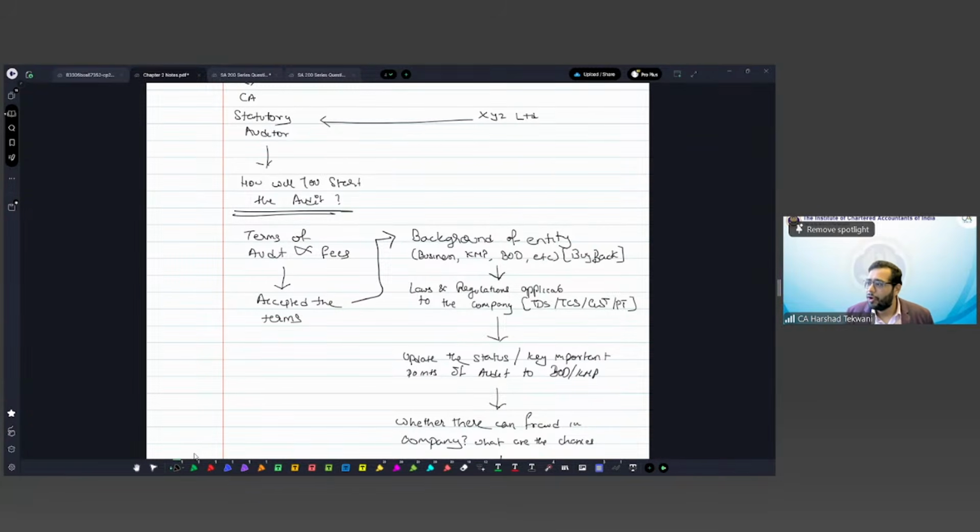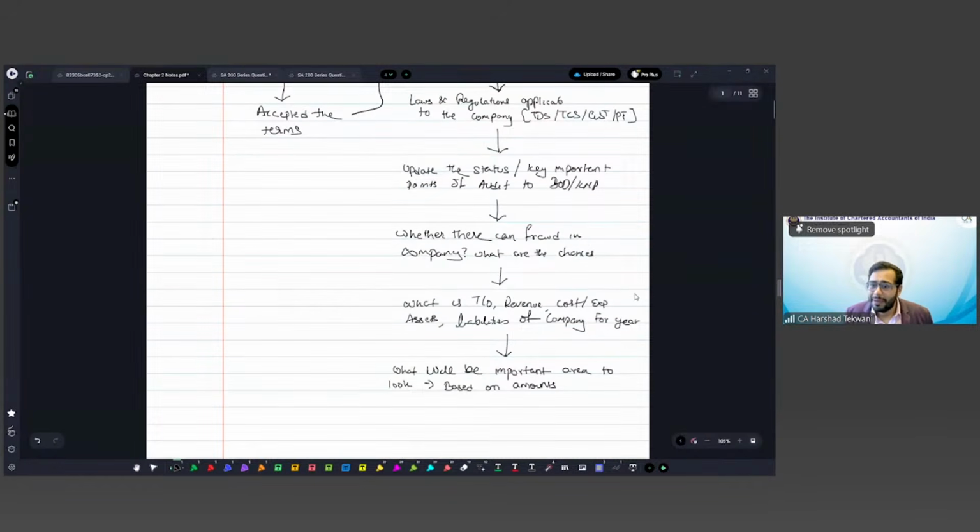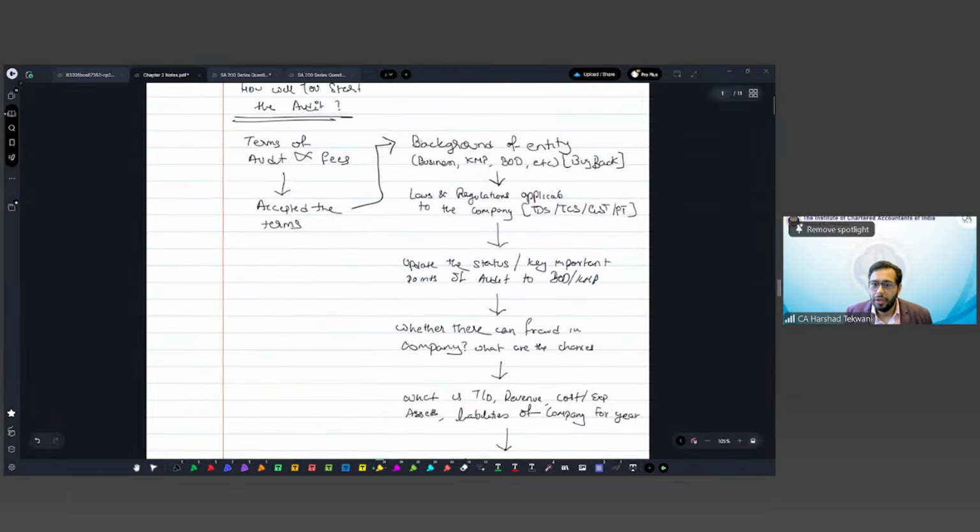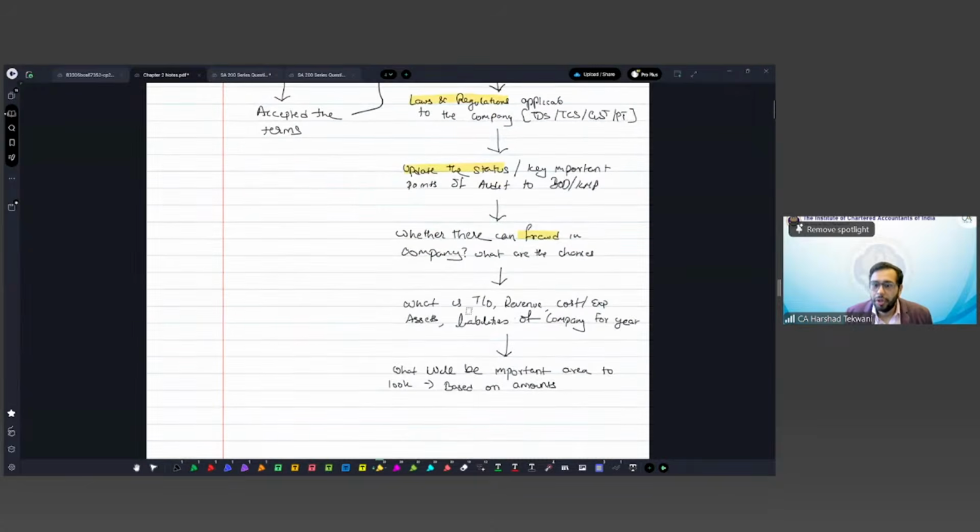You check whether there is a fraud or not. You evaluate whether there is a fraud in the company or there are chances of fraud on the company. What is the total revenue, what is the total liabilities, cost, expenditure, you understand the trial balance of the company. What are the important areas to look at based on the amounts. So these are certain things that you look into when you are planning the audit. So background, one area, laws and regulations, update the status, fraud, what is the total revenue or key numbers, I would say.